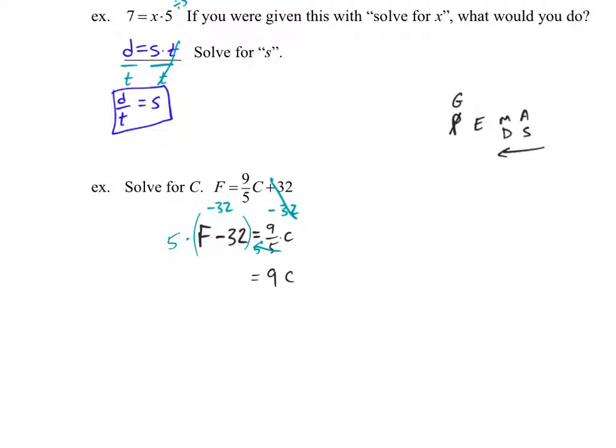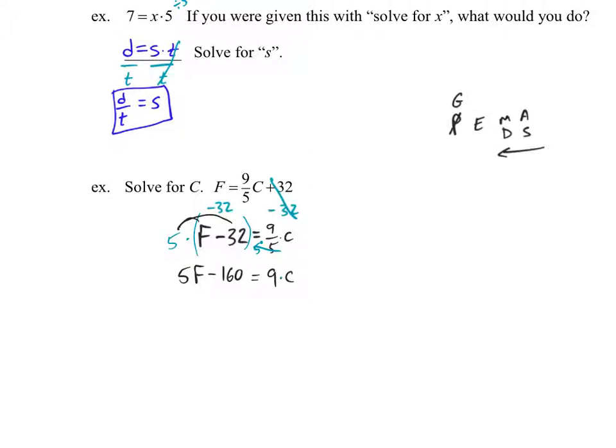I could rewrite this left-hand side the way it is. But I want a simplified answer. So I'm going to simplify that by actually doing the distributive right now. And that's going to give me 5 times a capital F, which would be Fahrenheit temperature, minus 5 times 32, which gives me 160. Or a positive 5 times a negative 32 gives me negative 160. So we end up with that there. All right. So we're simplified away.